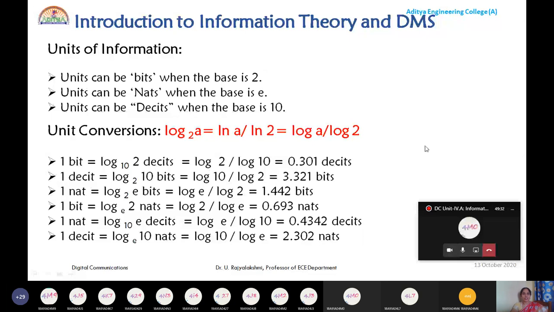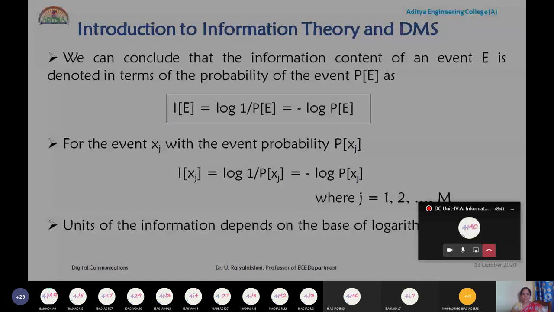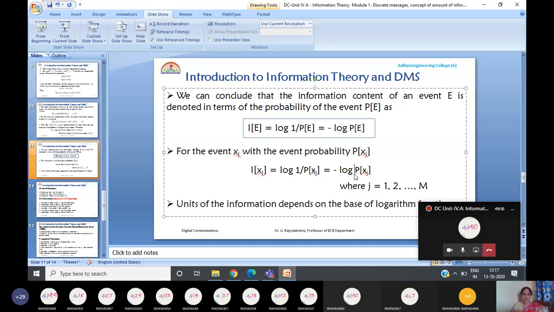So if you observe the equation, if I tell you that for the event xj with event probability p of xj, I of xj is minus log p of xj base 2, then what can be the units here? Bits. If I of xj is equal to minus log p of xj base 2, then the units will be bits.